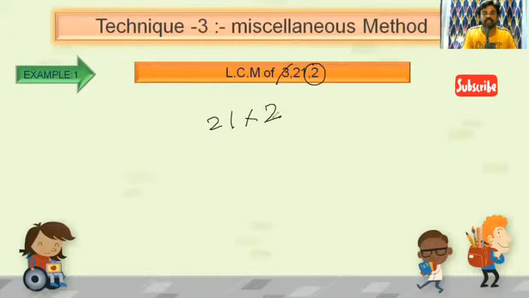Before multiplying, we need to see whether the non-factor is co-prime with the biggest number or not. If it is co-prime, then we multiply directly. If it is not co-prime, there is another process, which I will explain in example 3. Here, as 2 is co-prime with 21, I directly multiply to get the LCM. 21 times 2 is 42. The answer is 42. Let's go to the next problem.